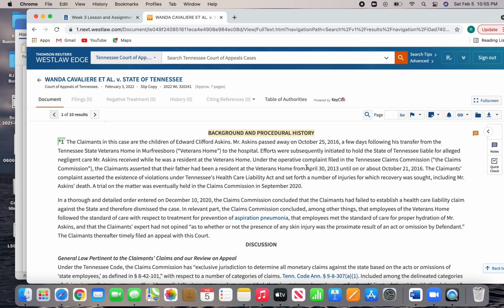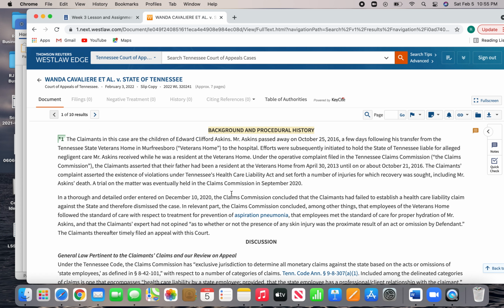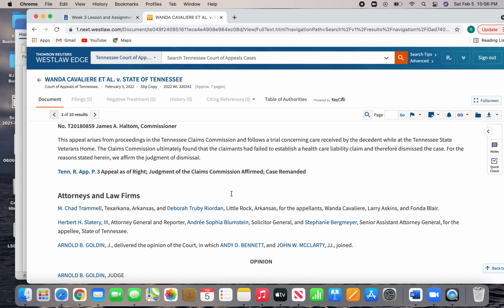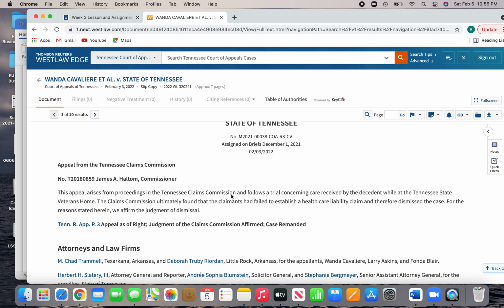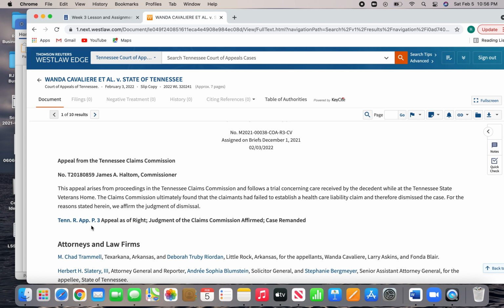They are very upset, and it was catastrophic, I would say, as far as what happened to their dad. So they filed a claim against the state of Tennessee. With filing that claim, it turns out that the ruling was in favor of the state of Tennessee, as you can see here, where it shows the appeal of right, judgment of the claims commission affirmed, and case remanded. So it tells you what that is.